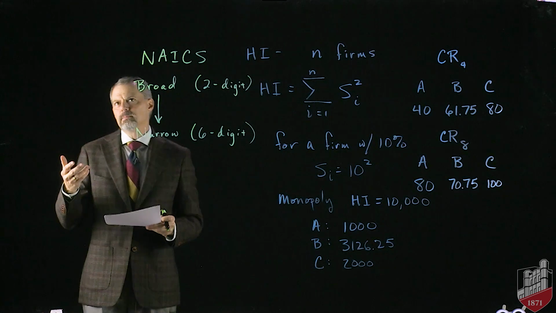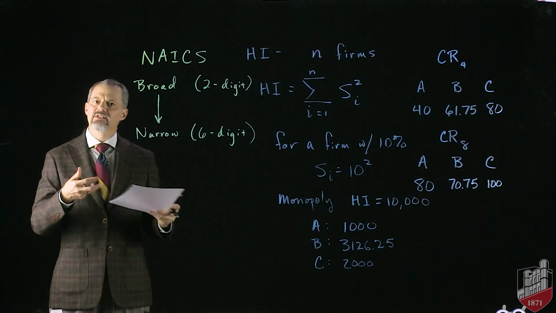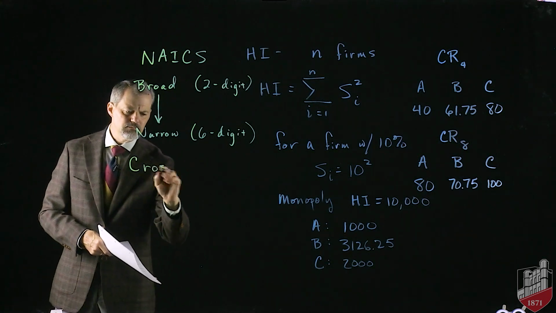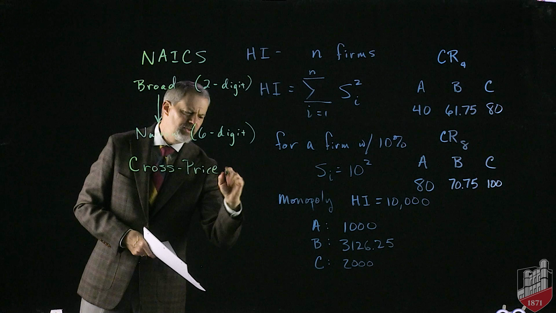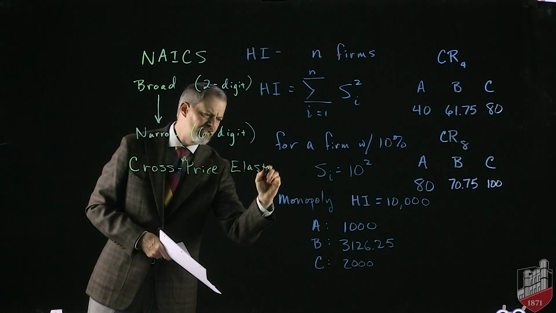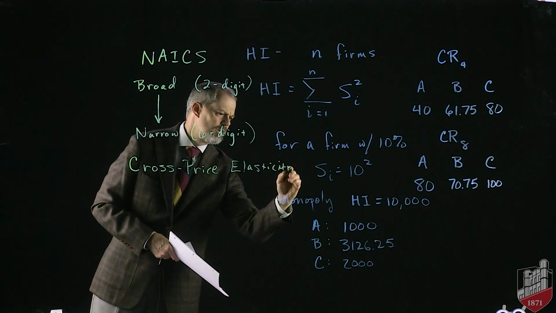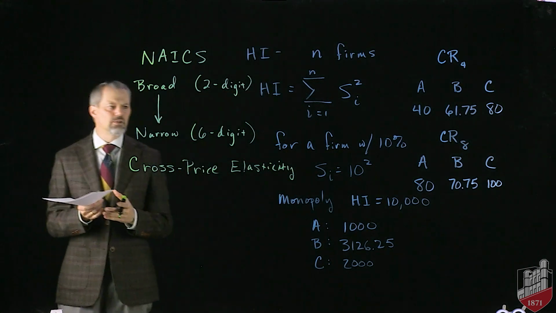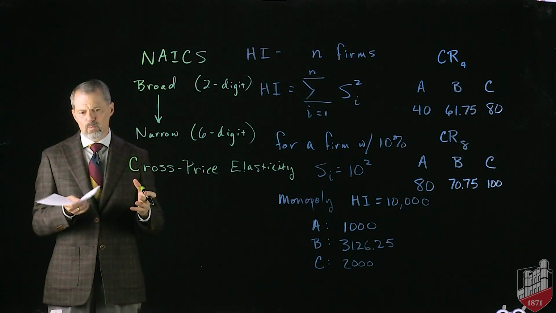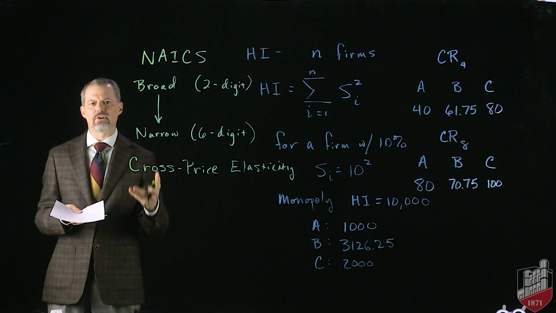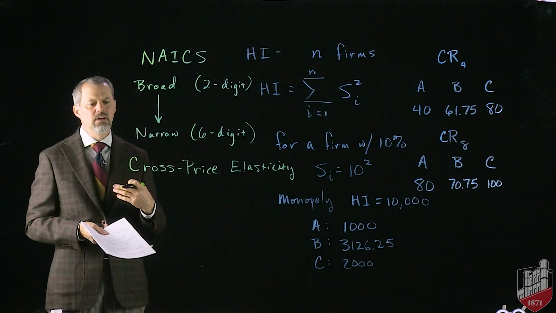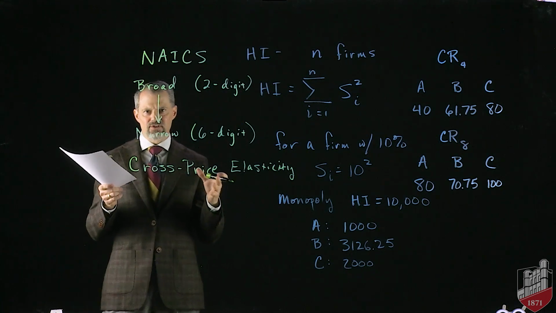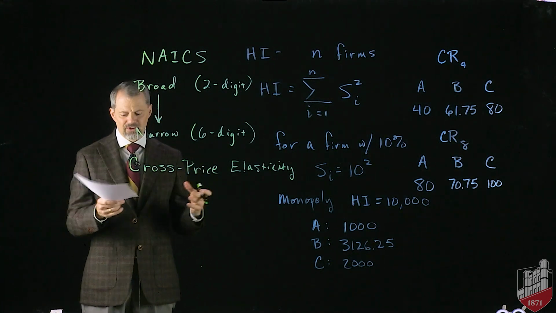We can also think about ways of defining markets based on consumption. And an obvious choice for that would be cross-price elasticity. So if we think about cross-price elasticity, this is a measure that has to do with consumer preferences. It measures a couple of things. The sign of it tells us whether or not two goods are complements or substitutes in consumption. And the magnitude of it tells us the intensity with which they are complementary or substitutable.